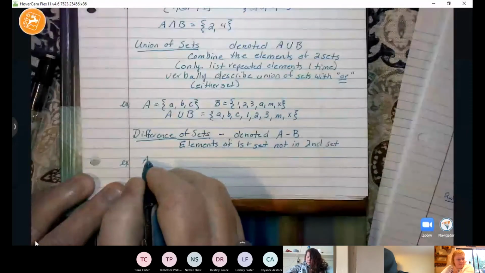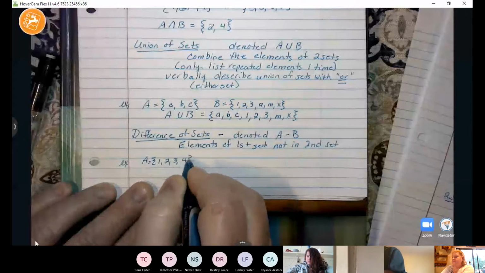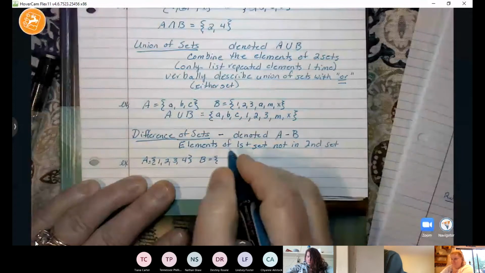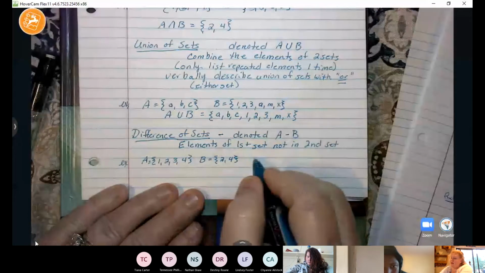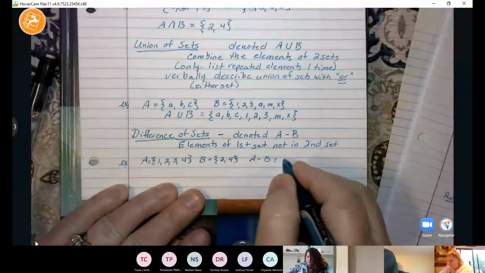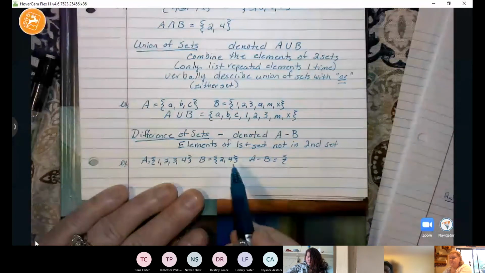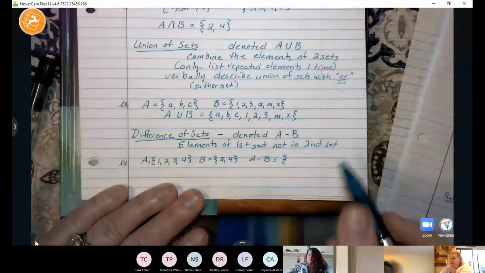So we have set A. We have set B. And we want to find A minus B. So what's in set A that's not in set B? That would be the values 1 and 3.